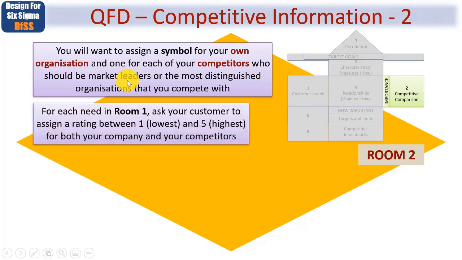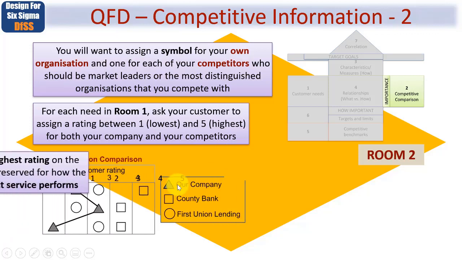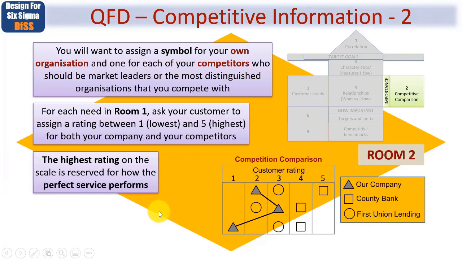So for each critical to quality that we looked at in room 1, you need to ask your customers to assign a rating between 1 for the lowest and 5 to the highest for both your company, your organisation, as well as your competitors. And in the house of quality or quality function deployment, this is normally shown similar to this, where the highest rating on the scale is reserved for how the perfect service performs.